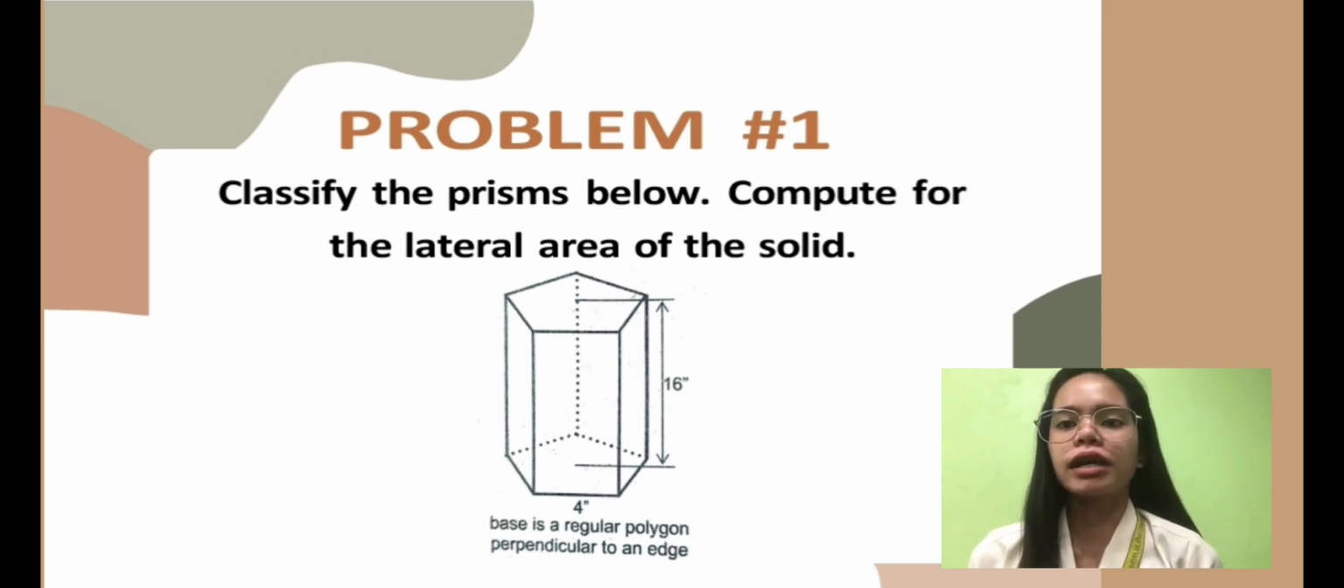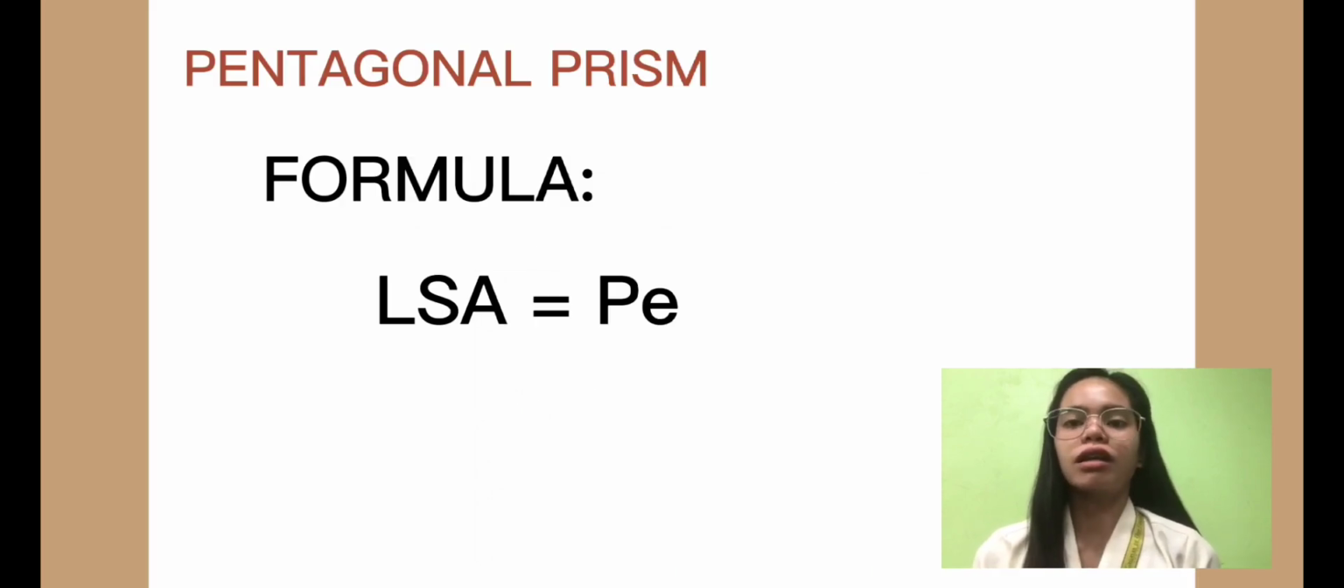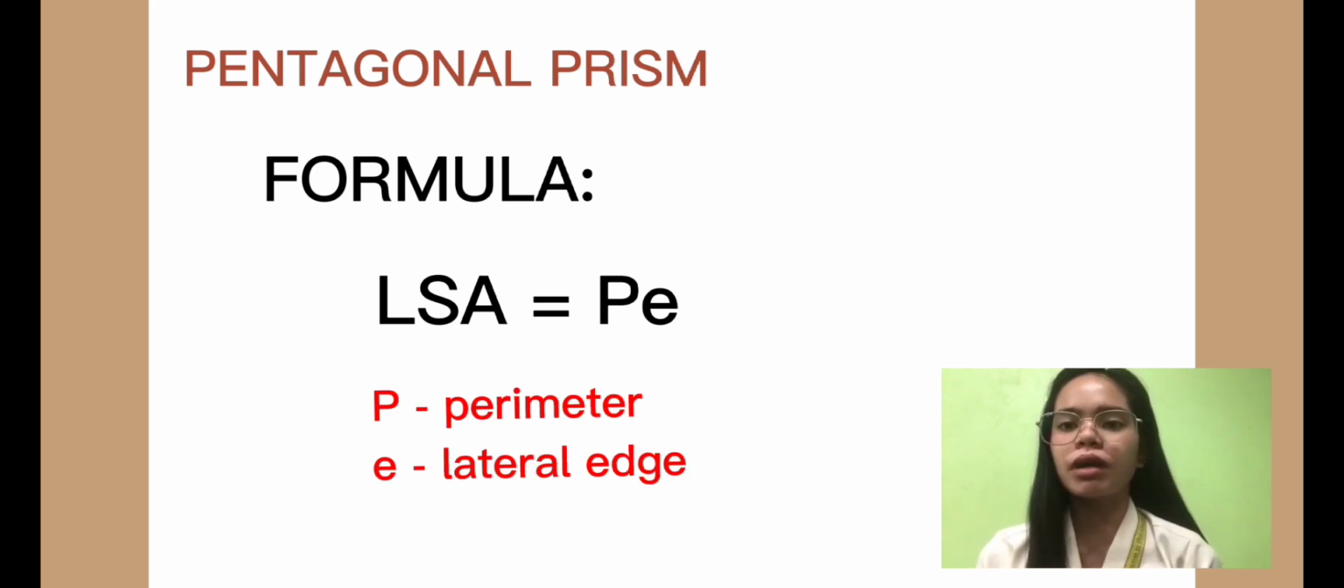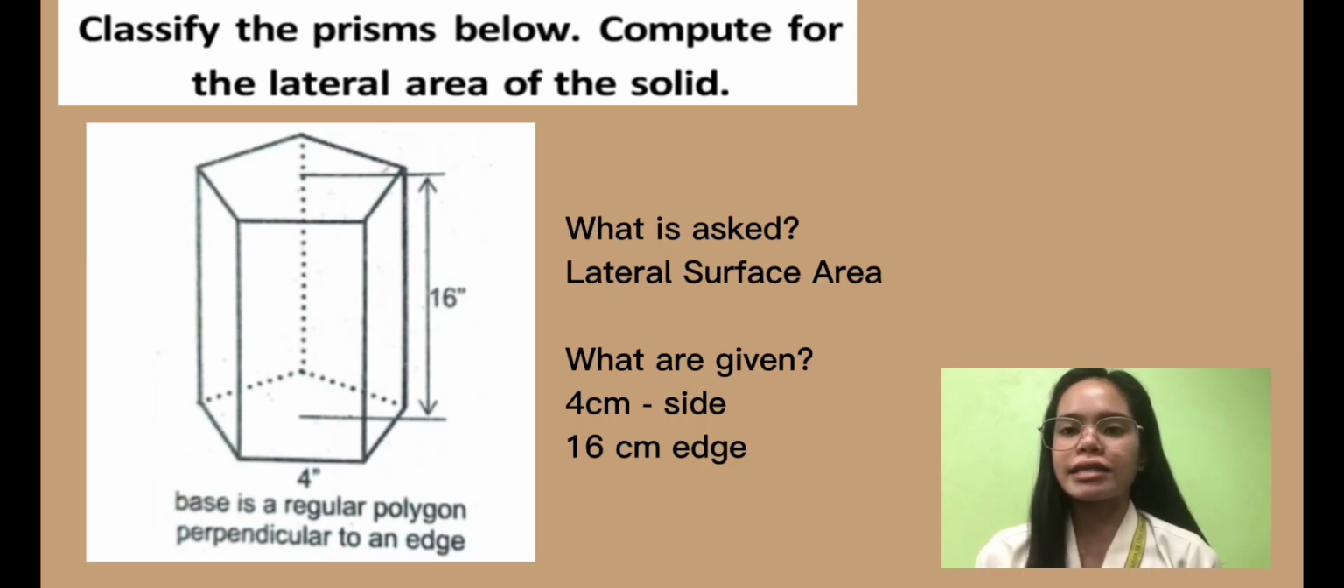Problem number 1. Classify the prisms below. Compute the lateral area of the solid. For us to get the lateral area of the solid, we will use the formula LSA, or the lateral surface area, is equal to perimeter times edge. Next, we will identify what is asked and what is given. As you can see, the value of our perimeter is 4 and for the edge is 16.